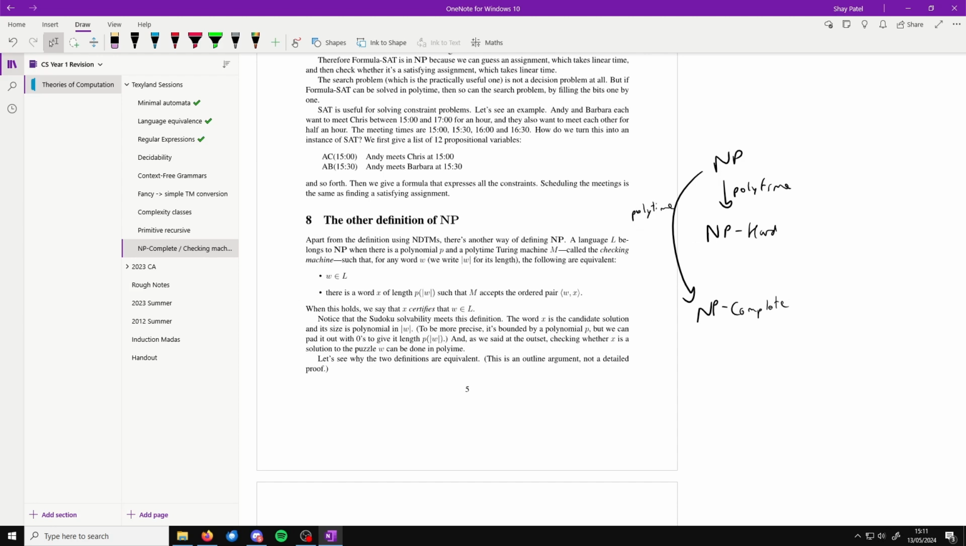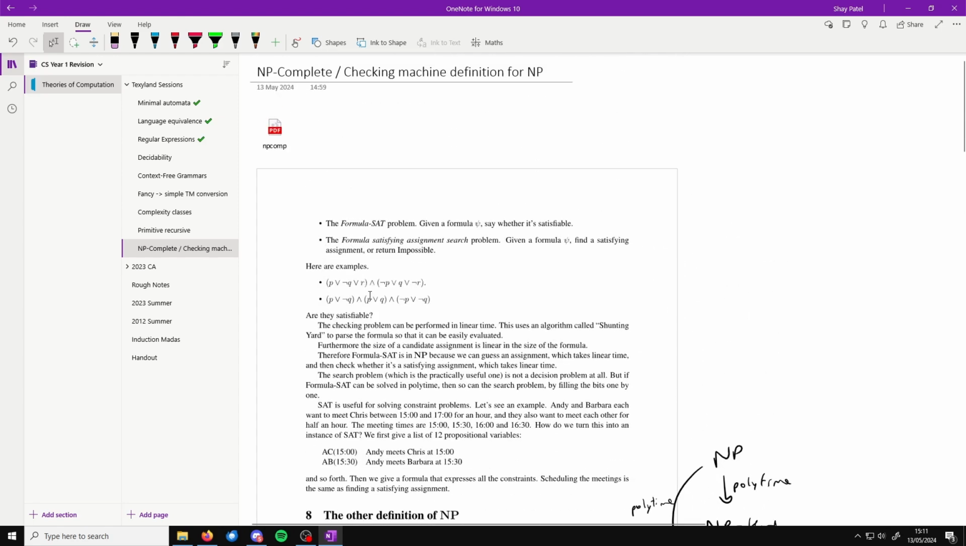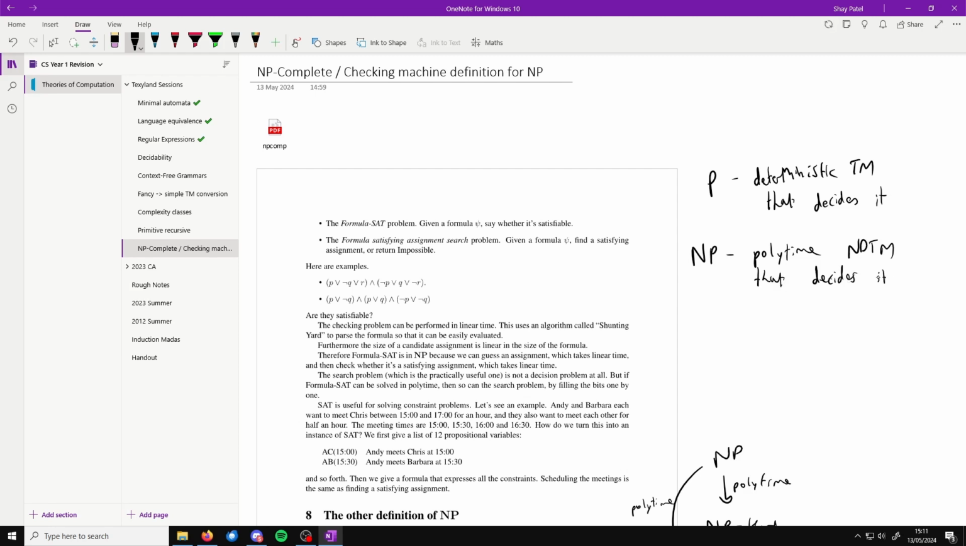So for a problem to be P or NP, it must be solvable in... Okay, so for something to be in P, that means there's a deterministic Turing machine that decides it. NP, so non-deterministic polytime, is where there's a polytime NDTM that decides it. So what this means is every possible path is polynomial in the length of the input word.